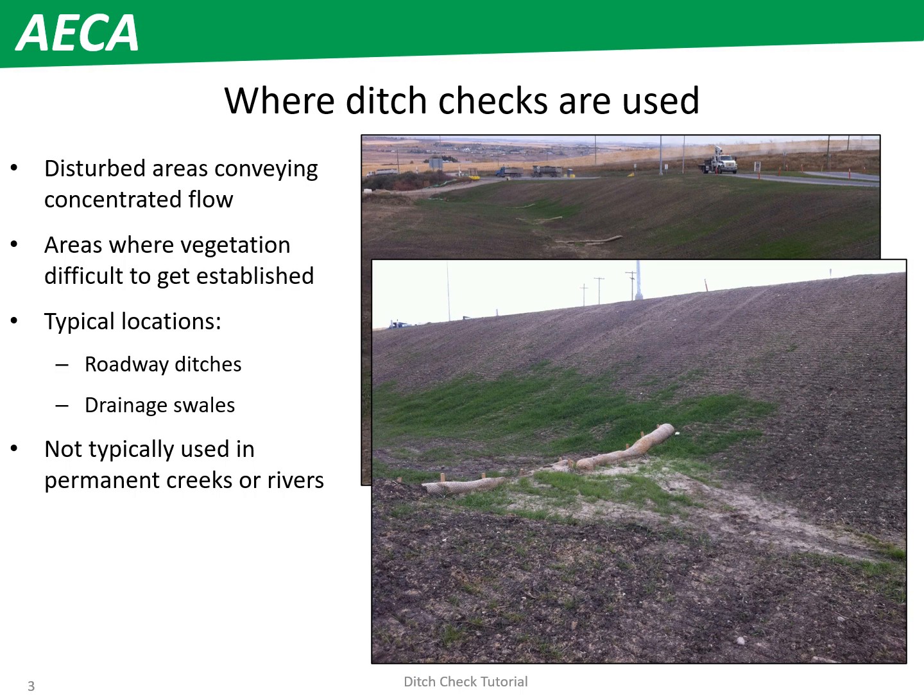Ditch checks are predominantly used in situations where runoff is intermittent, allowing for periods of vegetation establishment in between runoff events, and would not typically be used in permanent creeks or rivers.